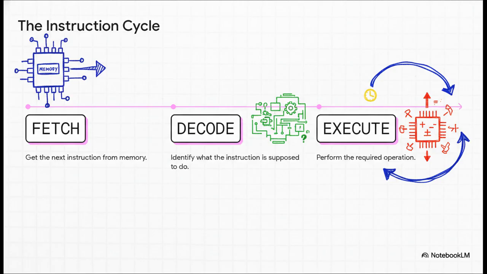It's simple, really. First, it fetches the next instruction from memory. Second, it decodes that instruction to figure out what on earth it's supposed to do. And third, it executes that command. And then it just repeats over and over and over again, billions of times a second.